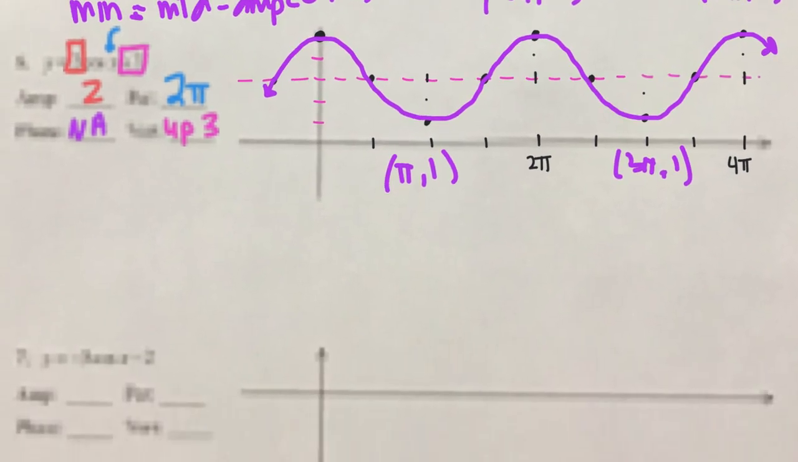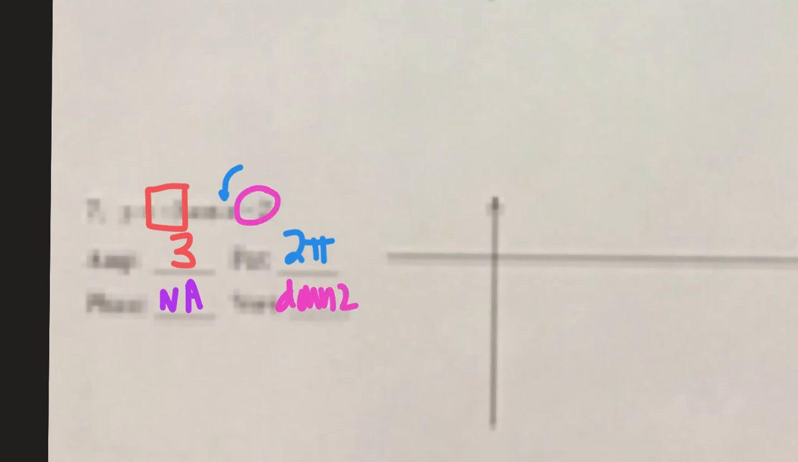Okay, let's do our last example here with a couple of different things. This one has a negative in front of our 3, but the amplitude is still positive 3 because it's 3 units above and 3 units below the midline. Standard period, there's no number in front of x, so a 2 pi period. No phase shift, there's no plus or minus in parentheses, and this one is once again down 2 units as your vertical shift.